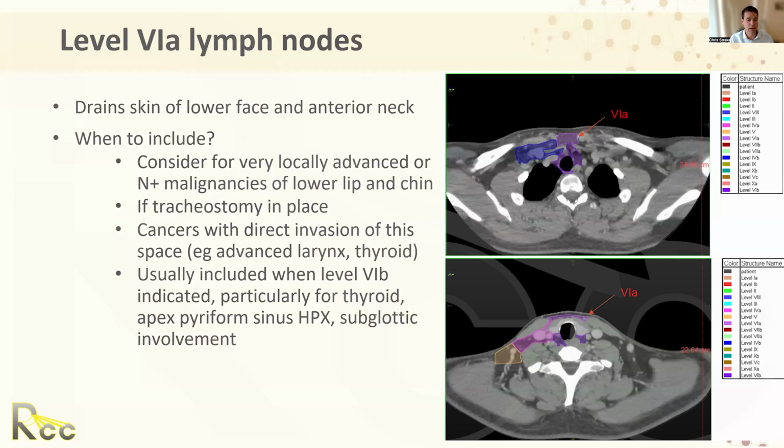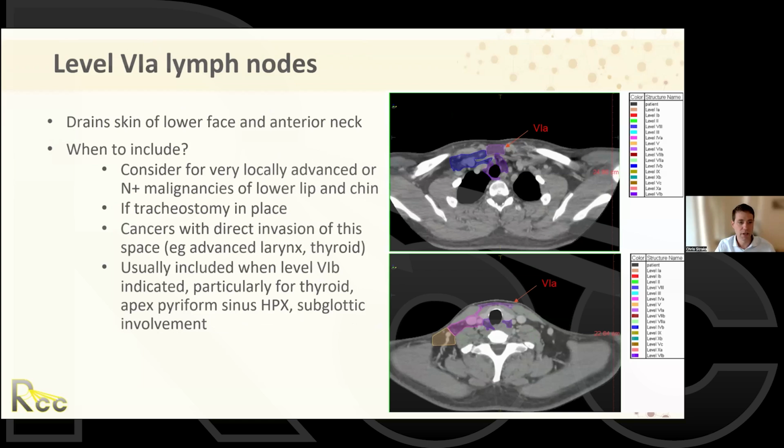If there's a tracheostomy in place, there can be tumor cells that are directly in this area, and so this needs to be covered. And then similarly, cancers that directly invade, usually from posterior to anterior, into the space of level 6A, we also need to cover this space. And then there are several cancers when level 6B is indicated, particularly thyroid, the apex of the piriform sinus, the hypopharynx, and with subglottic involvement. And for all of those, we typically cover level 6A as well.